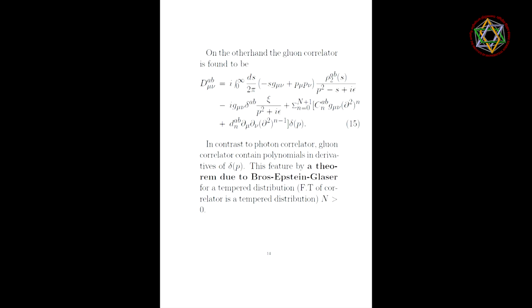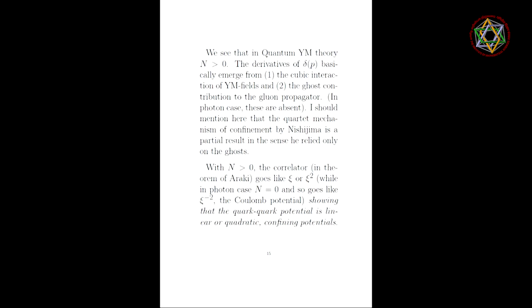This feature, by a theorem due to Bogoliubov, Epstein and Glaser, for a tempered distribution, the Fourier transform of the correlator being a tempered distribution, implies that n is positive, n is greater than 0. So, we see that in quantum Yang-Mills theory n is greater than 0, and the derivatives of delta of p emerge from the classical Lagrangian, the cubic interactions of the Yang-Mills fields, and the ghost contribution.